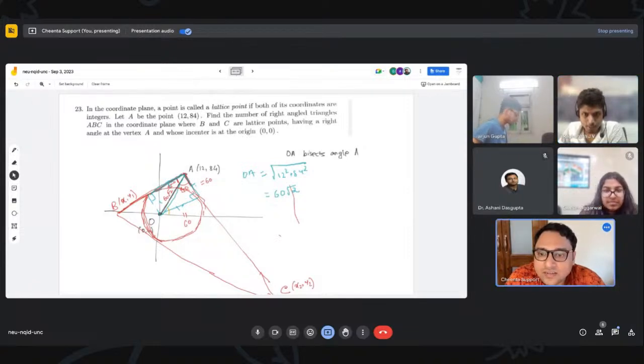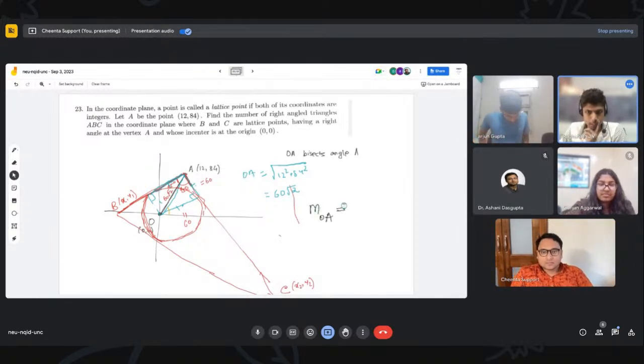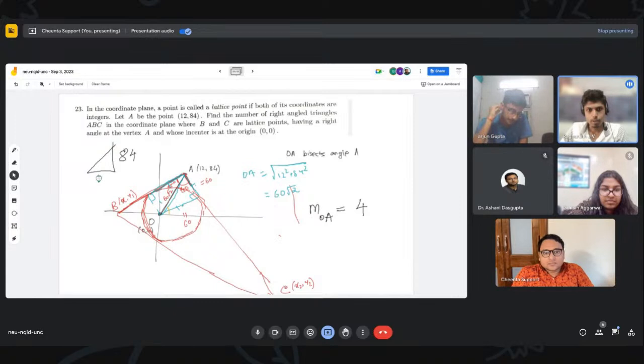Why don't you write? So the slope of line OA is 4, because 84 upon 12 will be 4. Oh, sorry, 84 upon 4 is not the slope. No, no, no.